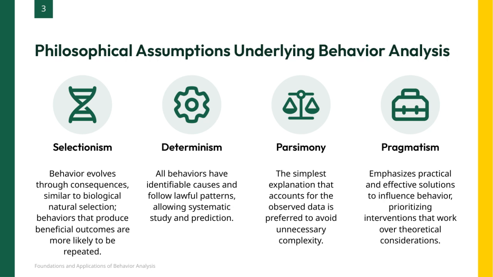Next is determinism, which means all behavior has specific causes and follows predictable patterns. Because of this, we can systematically study behaviors and even anticipate future actions based on these lawful relationships. Then there's parsimony, a preference for the simplest explanation that fully accounts for the observed data. This helps us avoid unnecessary complexity and keeps our understanding clear and efficient.